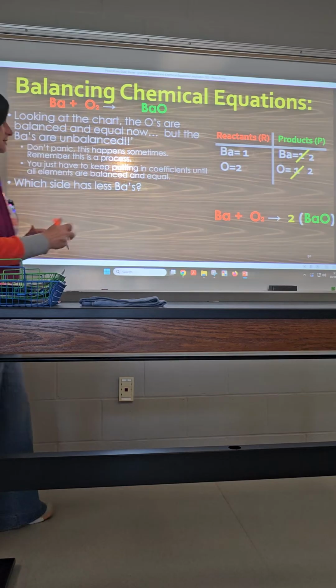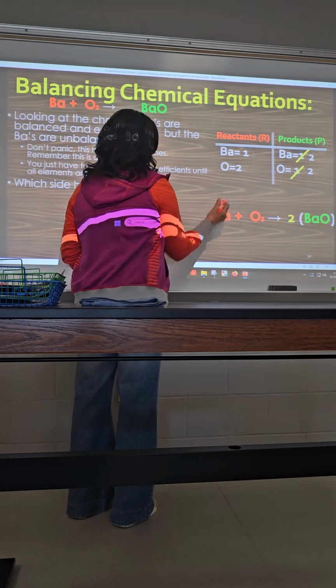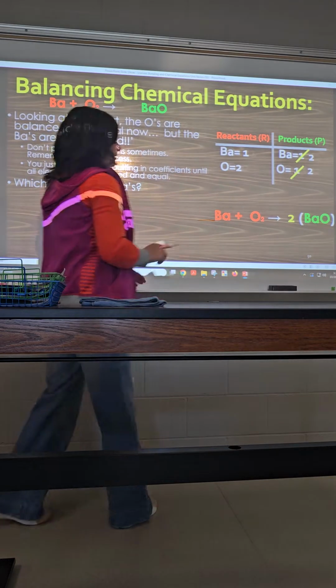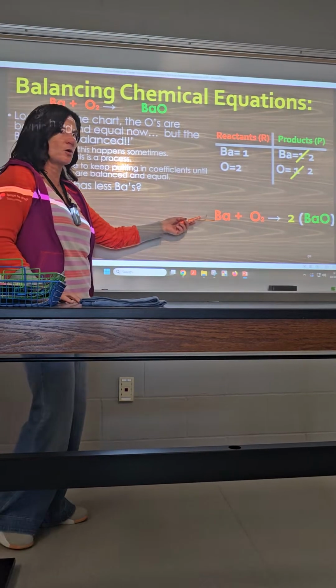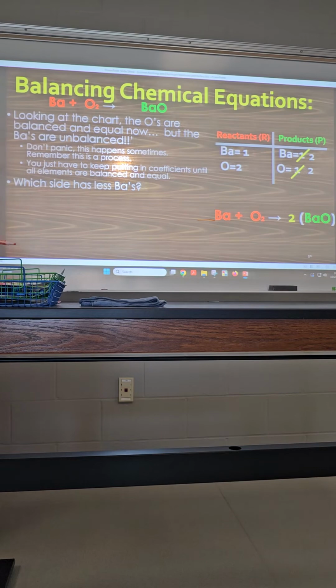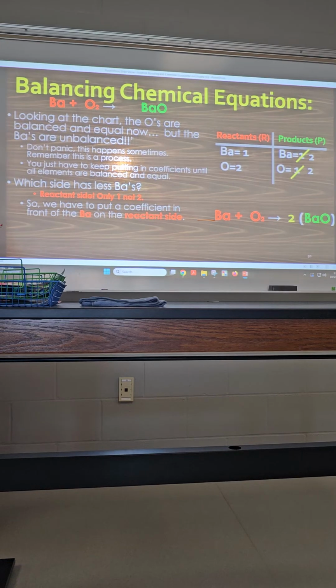Okay, so the reactant side. Now the barium on the reactant side is low, so I'm going to put a line there. That's where I know I'm going to put a coefficient. That's my only option to increase the Ba on the reactant side. So we're going to put a coefficient in front of the Ba on the reactant side.